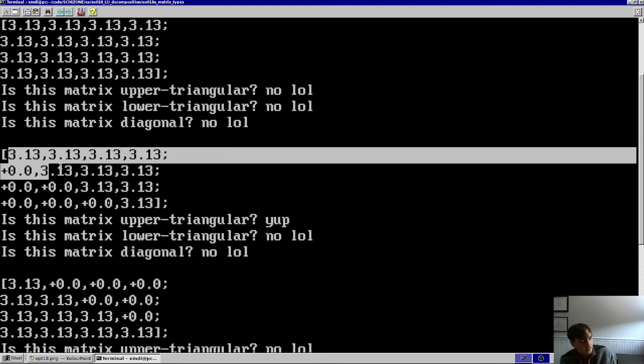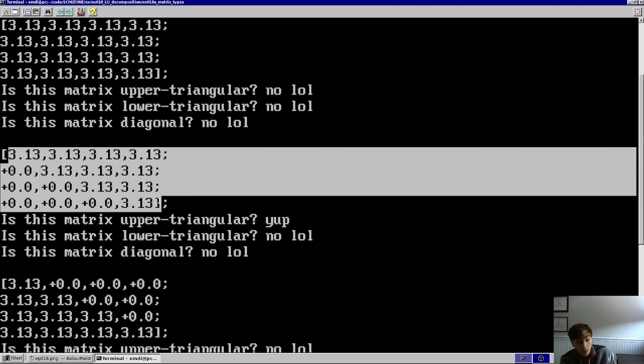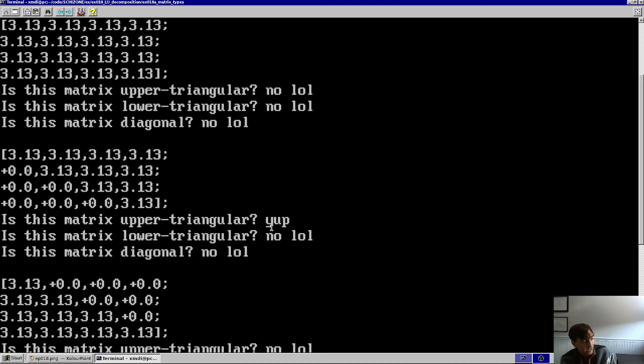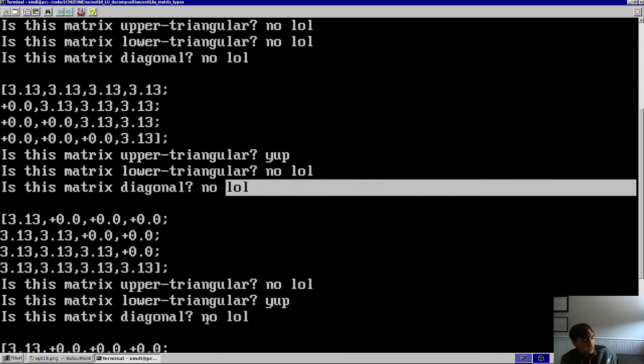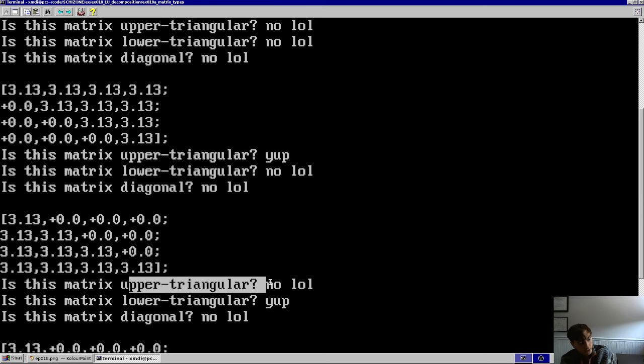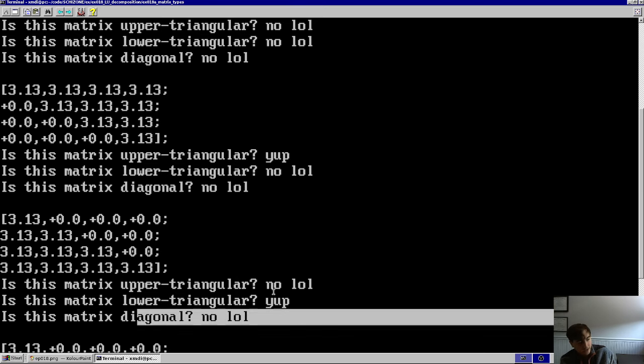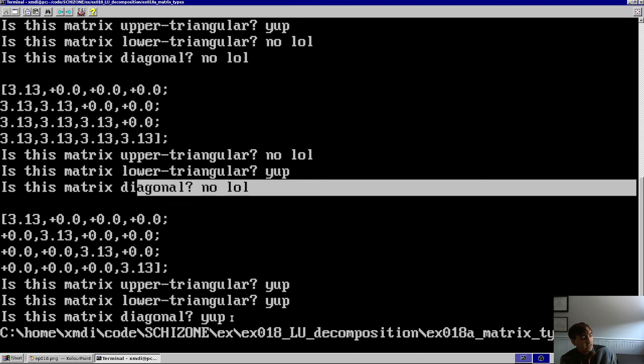How about this one? This is pi's above and on the diagonal. So yes, it's upper triangular, but no, it's not lower triangular or diagonal. How about this matrix? Well, not upper triangular, but it is lower triangular. It's not diagonal. How about this matrix? It's all three. This matrix is upper triangular, lower triangular, and diagonal.